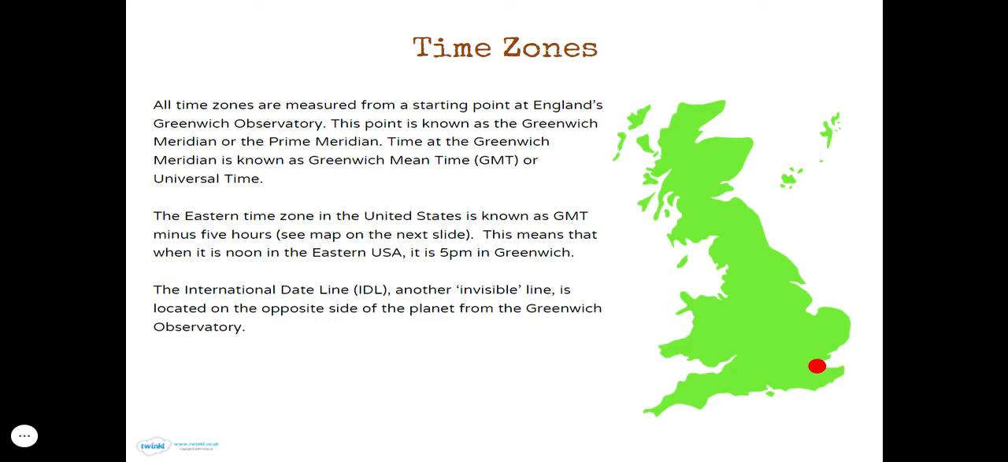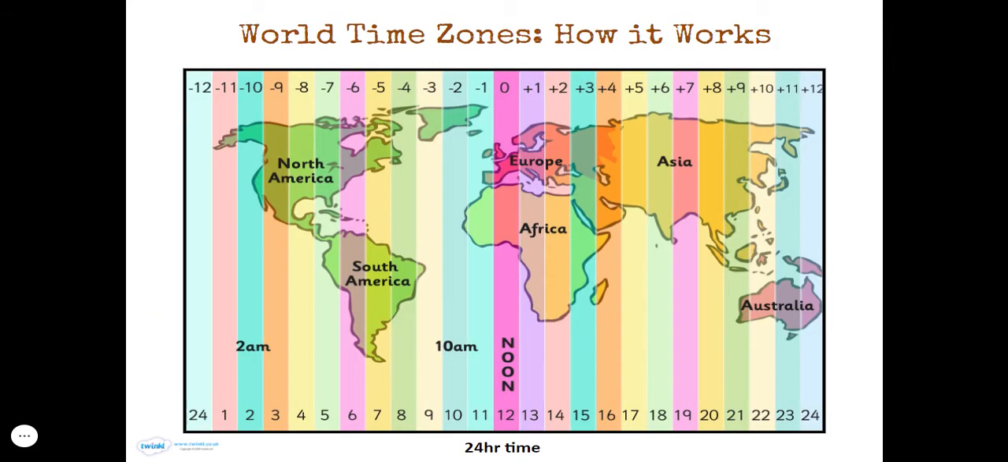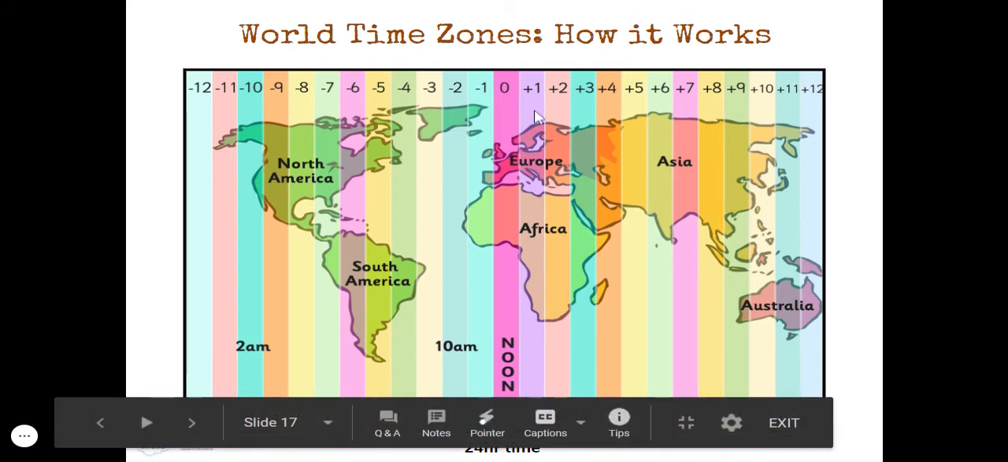The Eastern Time Zone in the United States is known as GMT minus 5 hours. This means that when it's noon in the Eastern USA, it's 5 p.m. in Greenwich. The International Date Line, IDL, another invisible line, is located on the opposite side of the planet from the Greenwich Observatory. So if you look here, this is where we are.